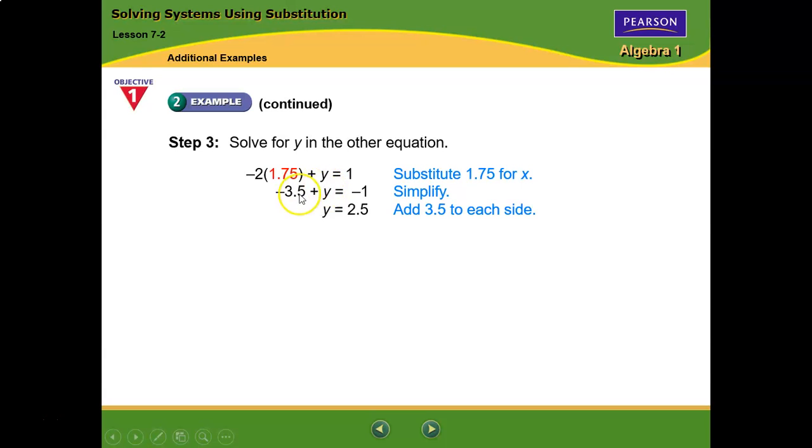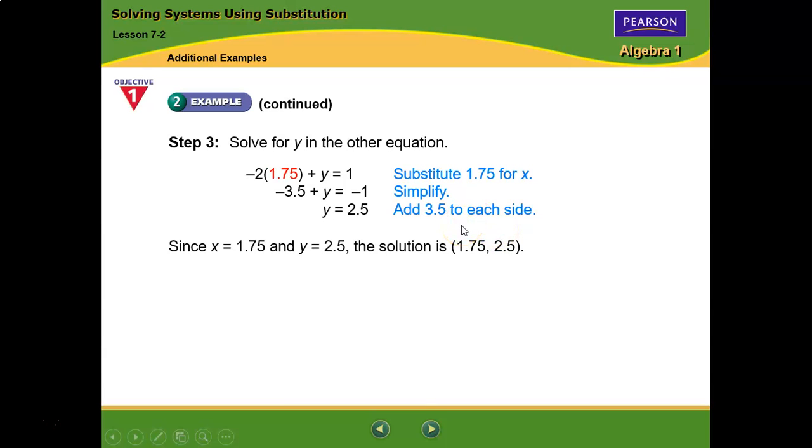And then we have to get y by itself, so we're going to move this negative 3.5 to the other side. Since it's negative, we'll add. And negative 1 plus 3.5 leaves us with 2.5. We have now found the y-coordinate of our solution. So we believe that the answer is 1.75, 2.5.